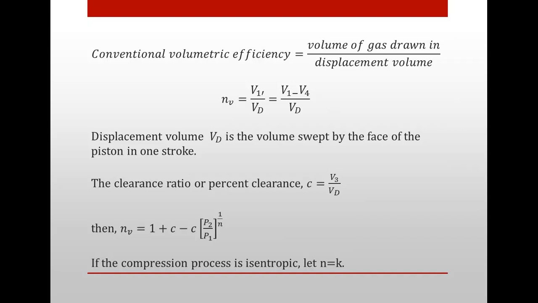You can also get the volumetric efficiency by 1 plus C minus C, where C refers to the clearance ratio or percent clearance, multiplied by the pressure ratio, pressure 2 over pressure 1, raised to the power of 1 over N. If the compression process is isentropic, let N be equal to K.